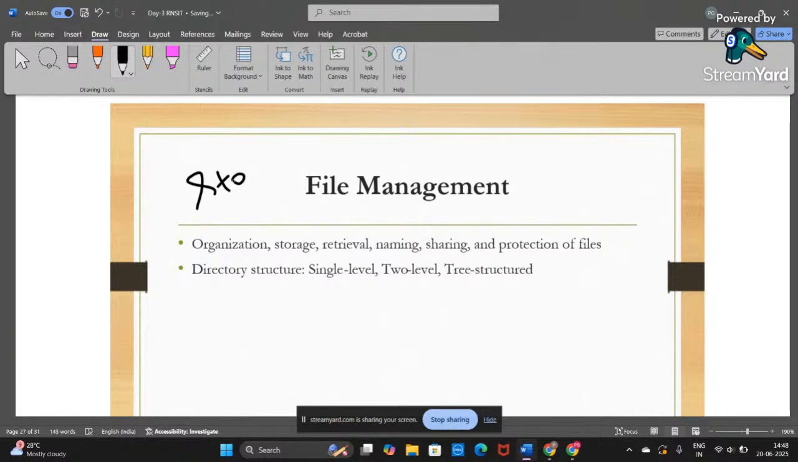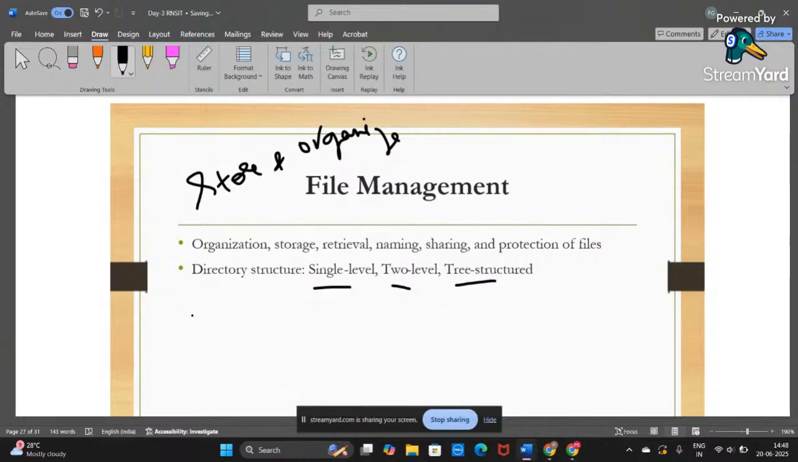Store and organize data is called file management. And the directory structures are single level, two level, or hierarchical. This is also called a tree structure, which means it is hierarchical.